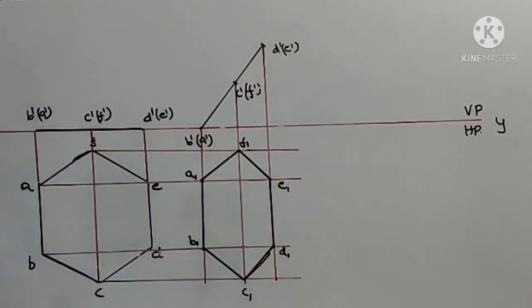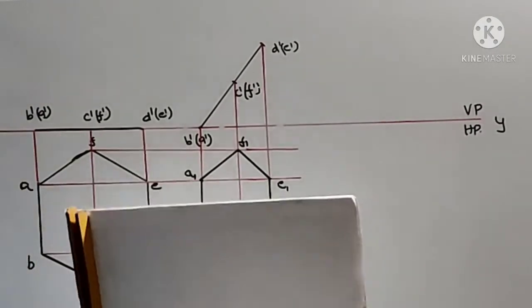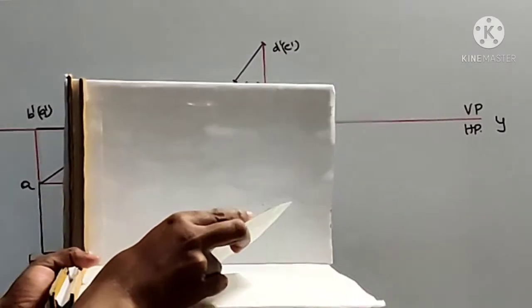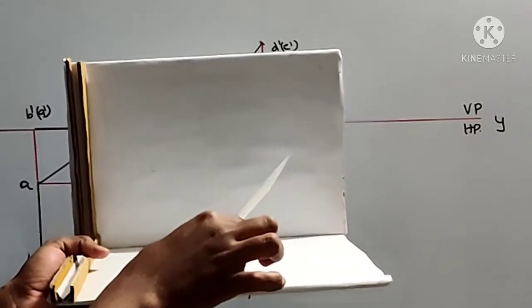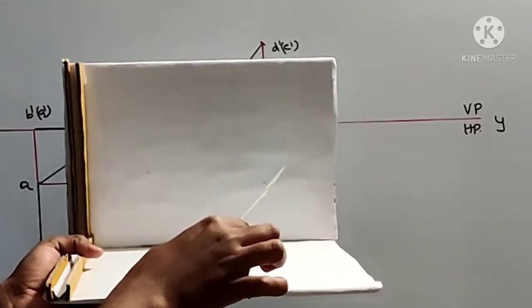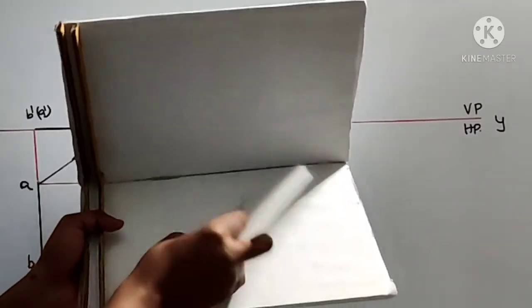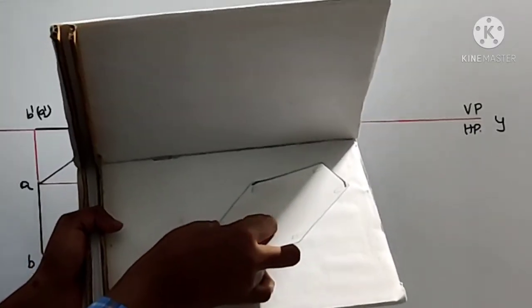Okay, we apply the surface inclination. So let me show the model again. You look at here. So this is the final position. The surface inclination will be visible in the front view, whereas the edge inclination, that is this inclination, will be visible in the top view.